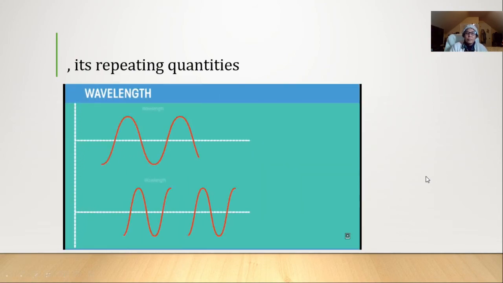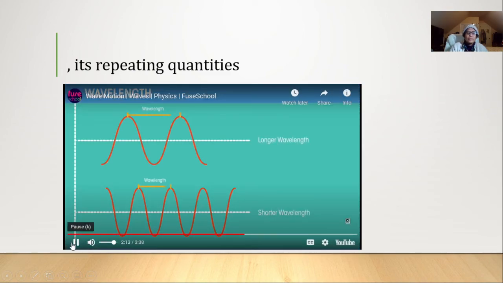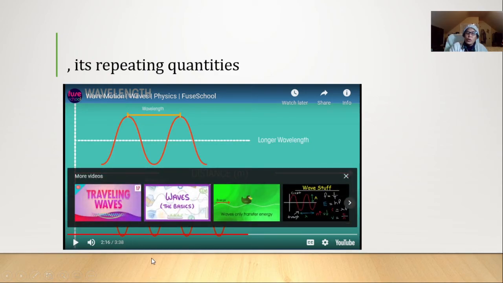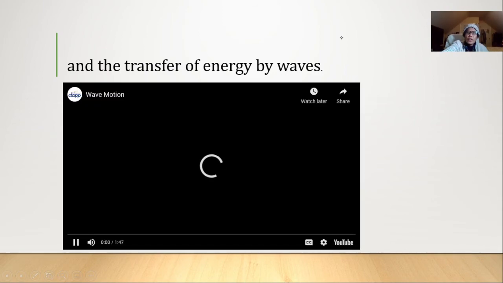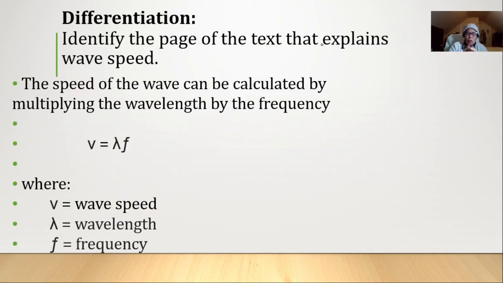Now for wavelength. The wavelength is the distance between a point on one wave and the same point on the next wave.